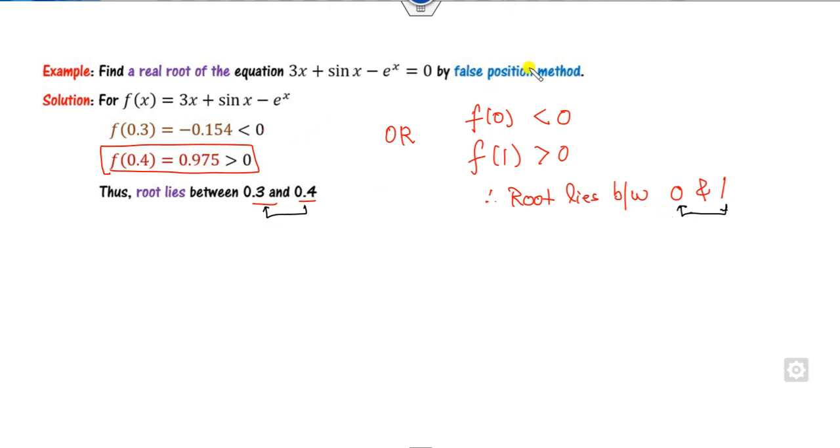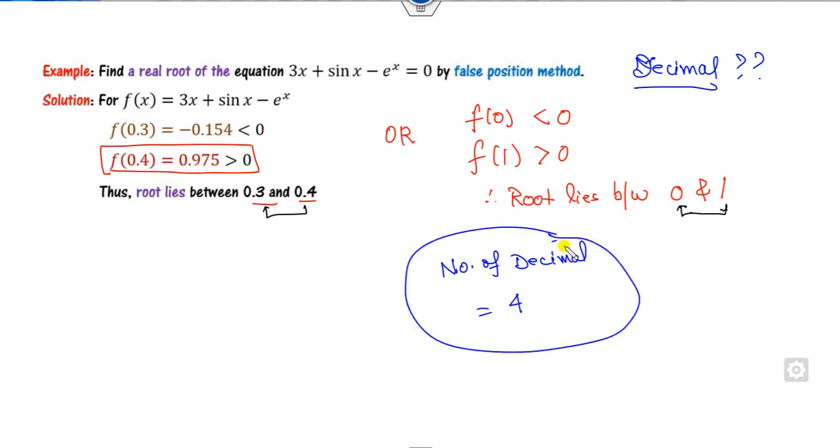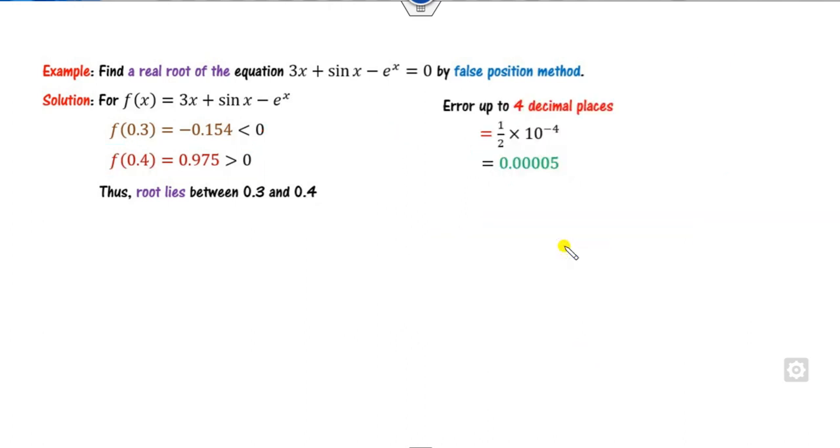Now in this case there is no information given about how many decimal places you need. Is that given? No. So if nothing is given to you, then by default the number of decimal places you need to calculate is 4. Fine. So then you have to correct up to 4 decimal places, half of 10 raised to power minus 4.